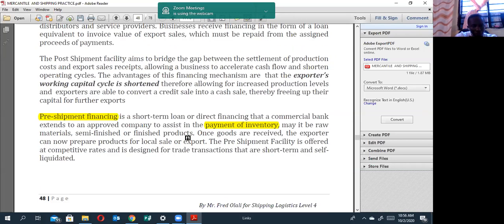While on the other hand, pre-shipment financing is a short-term loan or a direct financing that a commercial bank extends to an approved company to assist in the payment of the inventory. So these inventories may involve things like raw materials, semi-finished or finished products, just to mention a few. Now, once goods are received, the exporter can now prepare products for local sale or export. And the pre-shipment facility is offered at a very competitive rate, and it is meant for trade transactions that are short-term and self-liquidating.